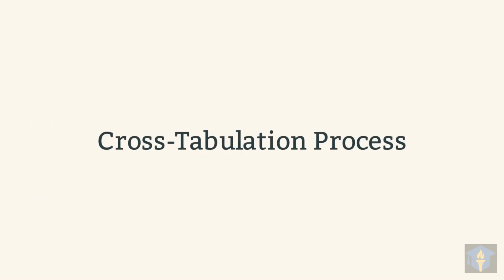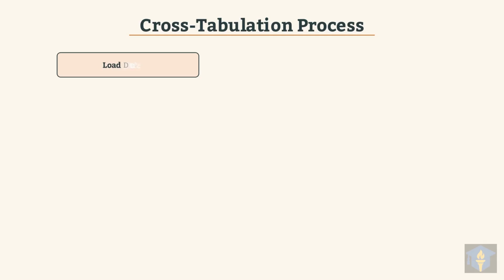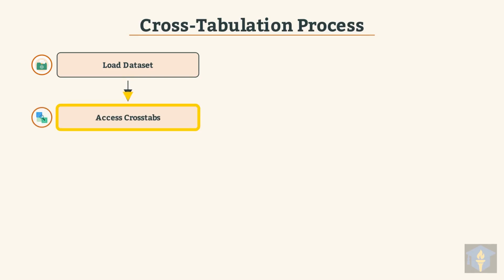Let's now walk through the step-by-step process of performing a cross-tabulation analysis in SPSS. First, you'll need to load your dataset into SPSS, ensuring all your variables are correctly defined and prepared. Next, navigate to the Analyze menu, select Descriptive Statistics, and then choose Crosstabs to open the dialog box.